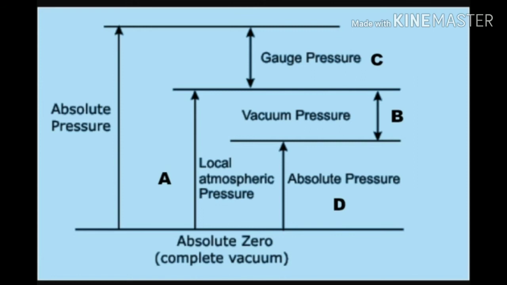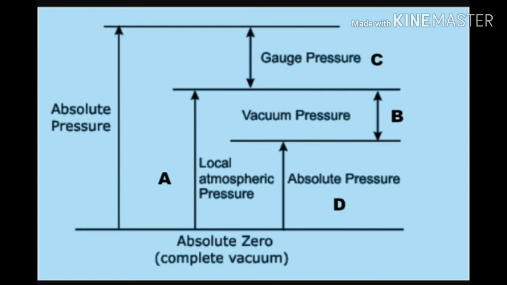The gauge pressure at a point is equal to the absolute pressure minus atmospheric pressure.